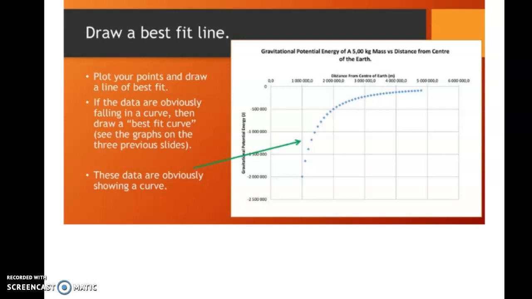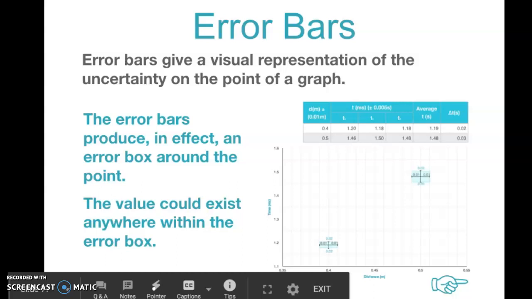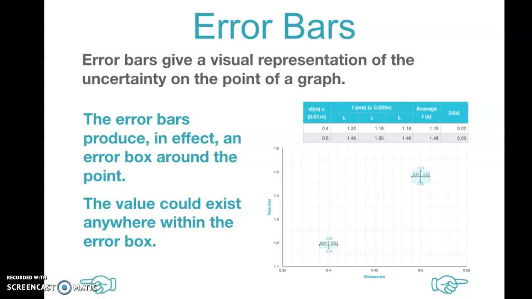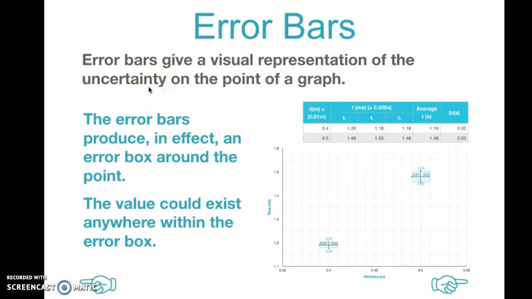This video is about how to draw a line of best fit effectively. Before we can talk about lines of best fit, we need to introduce the idea of error bars. Error bars give you a visual representation of the uncertainty on your graph. As you know, all your data that you've measured should have a reading and an uncertainty associated with it.